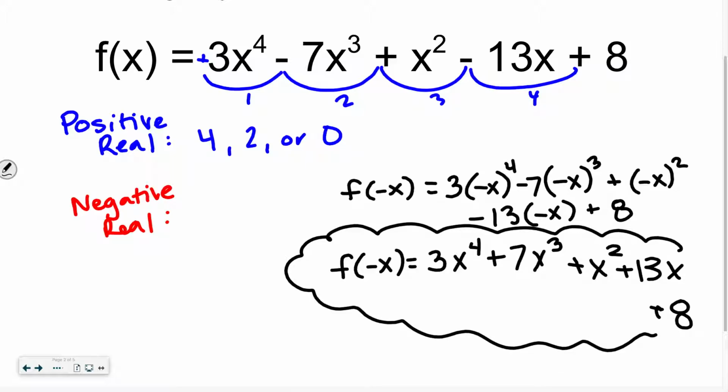And we can count the sign changes in f of negative x. There are 0. So there are 0 negative real solutions. That's it. Right?